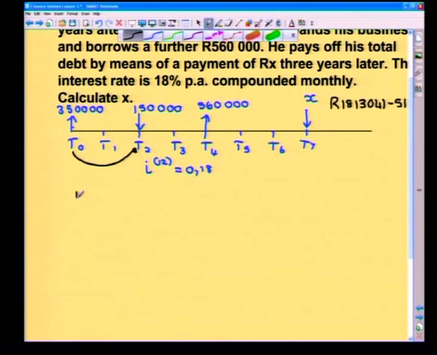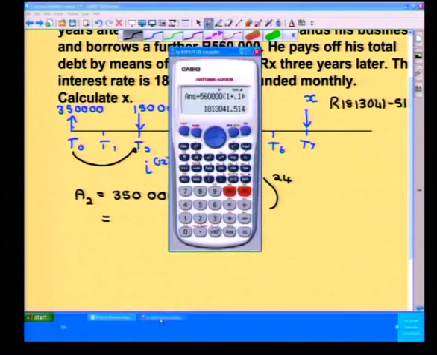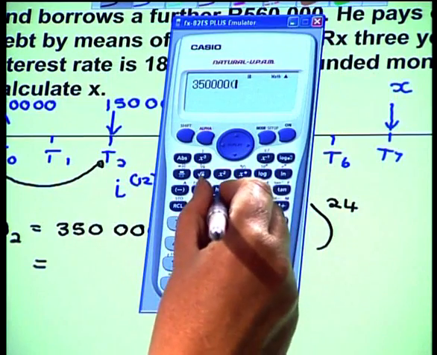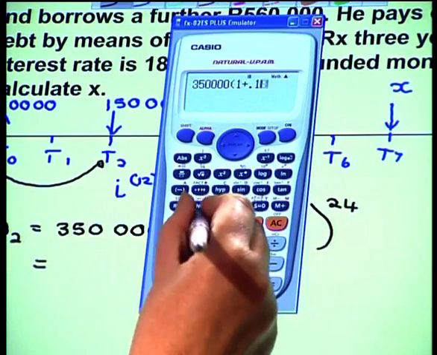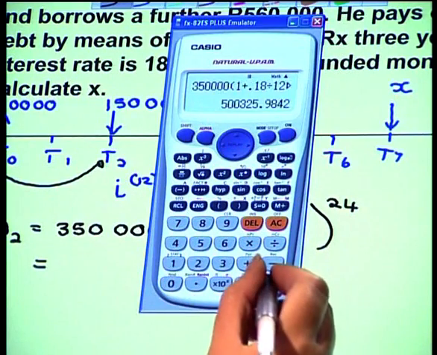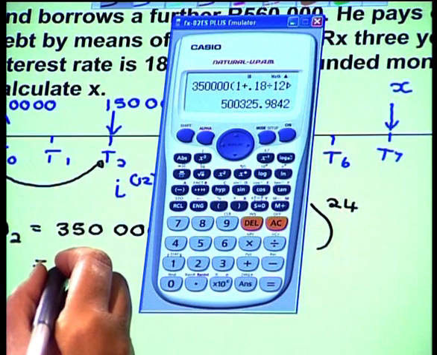So what I'm going to do now is I'm going to say accumulated at 2 would be 350,000, 1 plus 0.18 divided by 12, and that is going to be for 2 years, 12 calculations per year, so it's going to be 24 calculations. Right, let's pull up the calculator. So it's 350, open the brackets, 1 plus 0.18, divide by 12, close the brackets, raised to the power 24 equals.